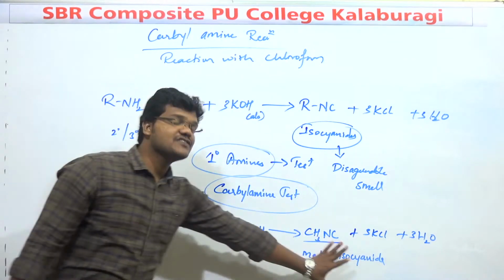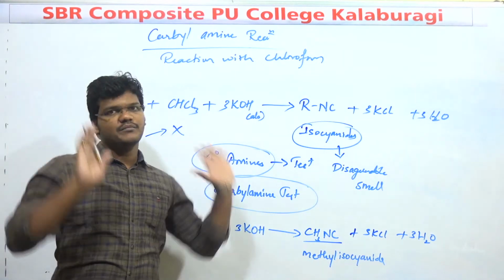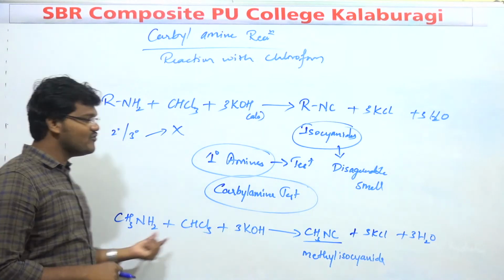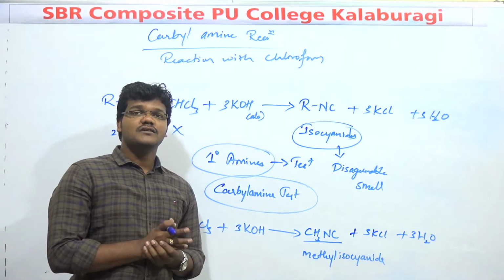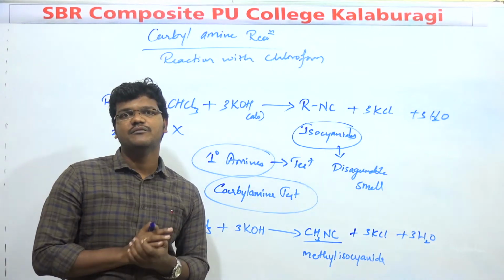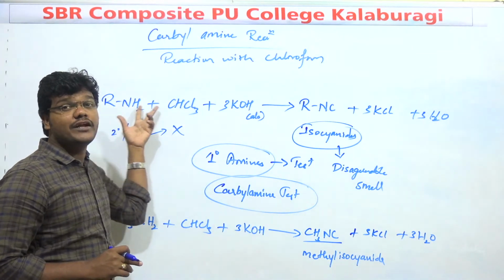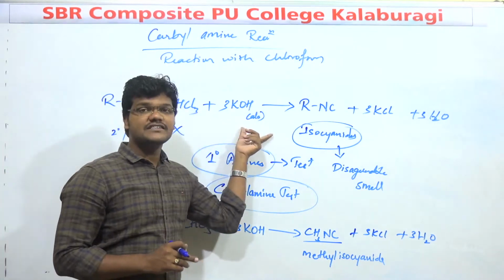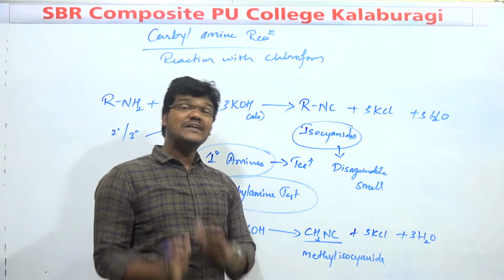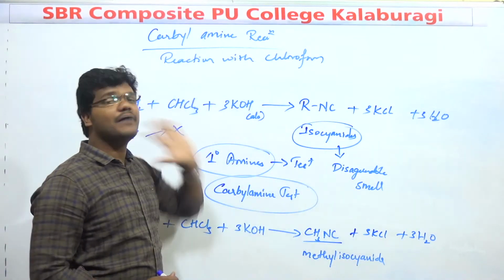Formation of methyl isocyanide is confirmed by observing the smell. If you got disagreeable smell, it means there was a primary amine in the reactant. If I add a secondary amine, I won't get disagreeable smell because they won't form isocyanides. So carbyl amine test is used to detect the presence of a primary amine. Once again, please do remember, when primary amines are made to react with chloroform in presence of alcoholic KOH, a disagreeable smell is observed, which confirms the formation of isocyanides. That is called carbyl amine reaction.